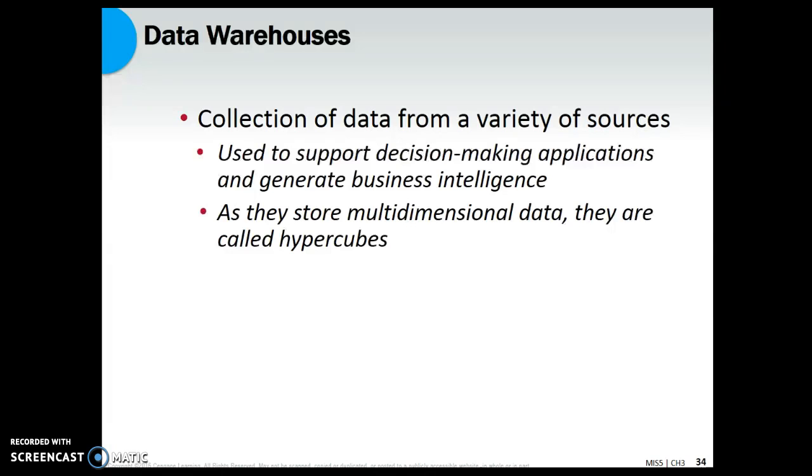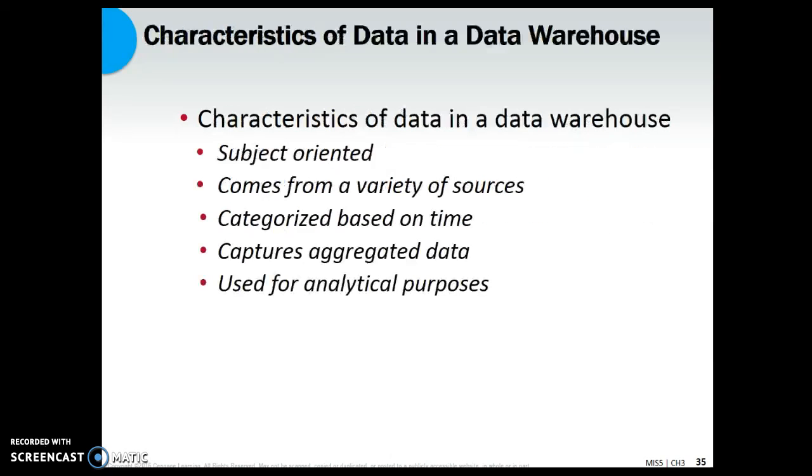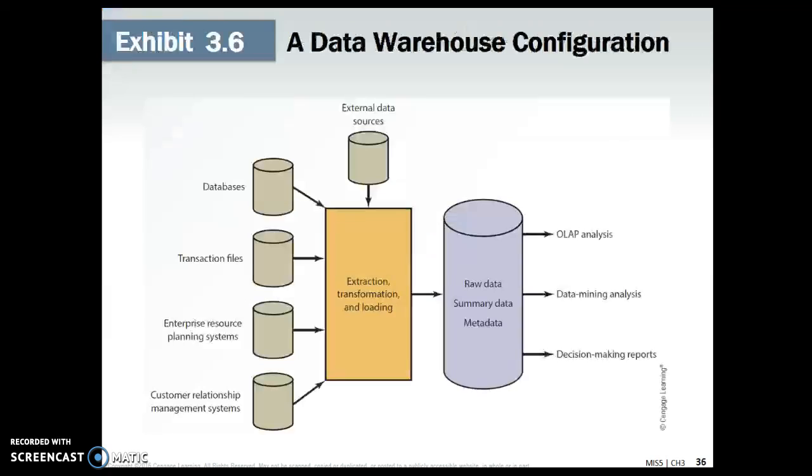So data warehouses are a collection of data from a variety of sources. They support decision making for applications and business intelligence, and they store multidimensional data, which is called hypercubes. Some of the characteristics of the data in a data warehouse is that it's subject-oriented, it comes from a variety of sources, it's categorized based on time, it captures aggregated data, and it's used for analytical purposes.